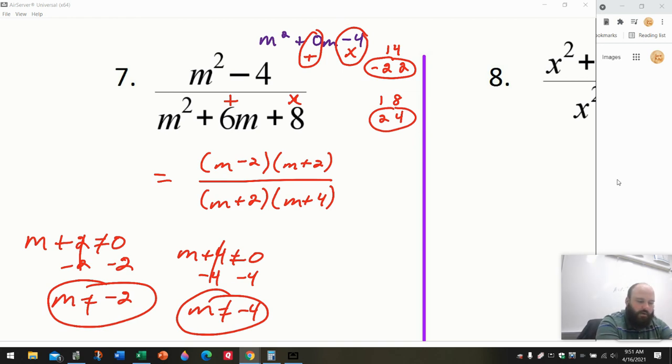Now once we find our excluded values, we can go ahead and cancel out any common factors that we see. In this case, we have an m plus 2 on the bottom and the top, so those can cancel, and then we can rewrite our final simplified expression, m minus 2 over m plus 4. There's our final answer.